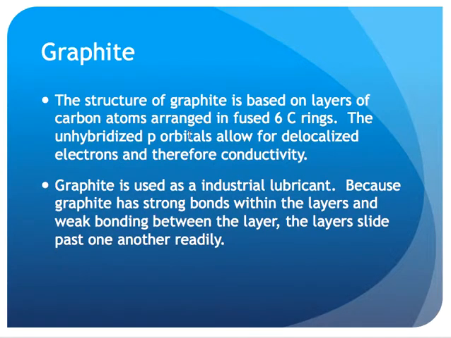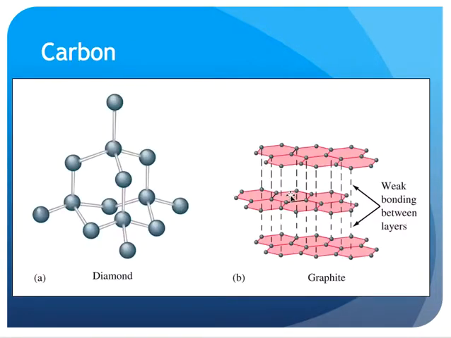And these unhybridized p orbitals, or these alternating pi bonds, allow for the electrons to delocalize. In other words, they're not locked into the bond, and they can travel throughout the molecule, which is really, really cool. So just to kind of compare the two, this is what we would see with diamond.